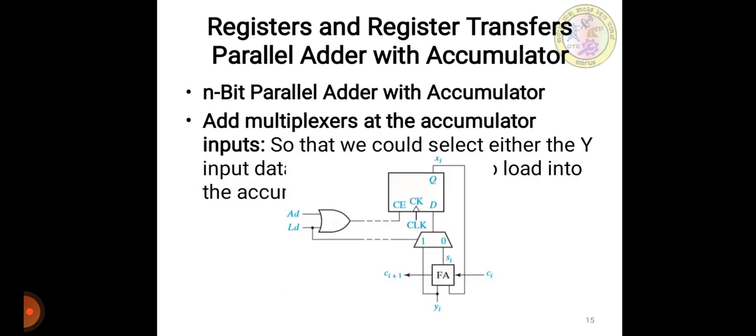So basically, the n-bit parallel adder with accumulator adds multiplexers at the accumulator inputs, so that we could select either the value Y or X to load into the device.